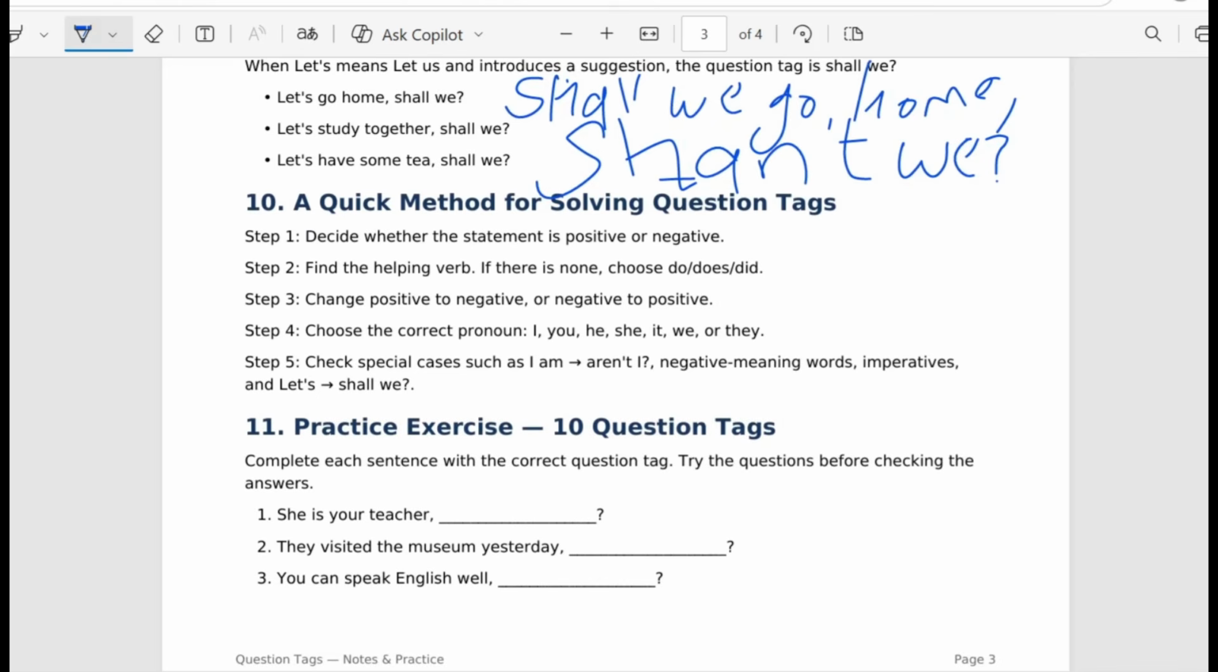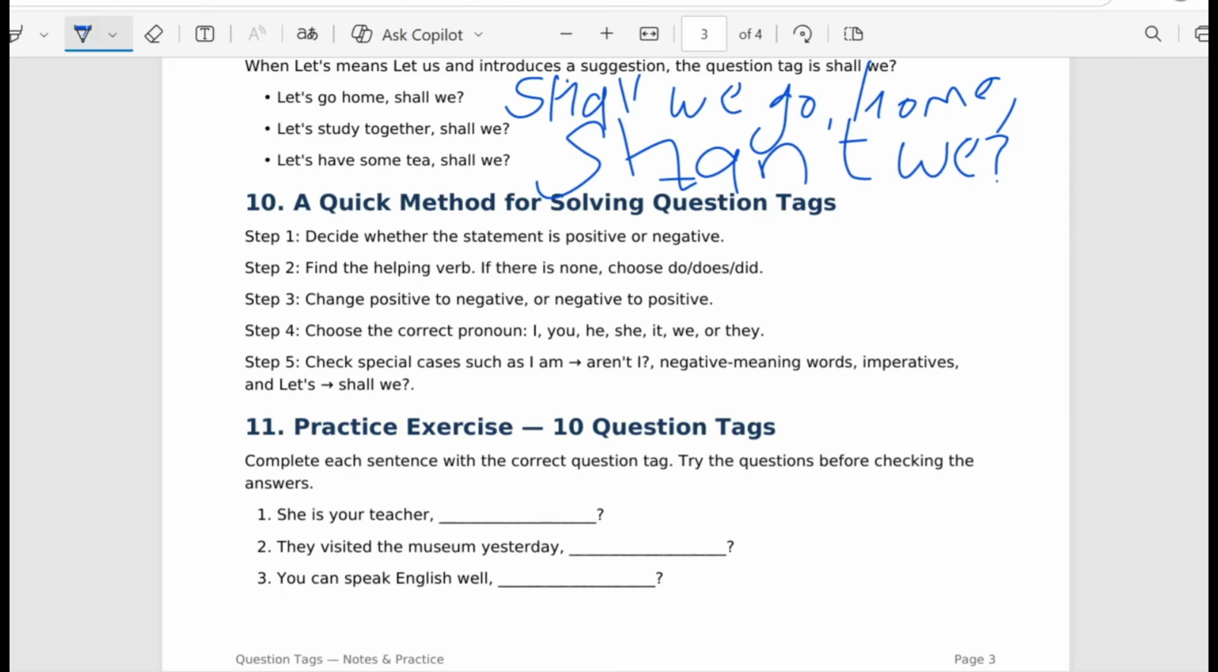We have a quick method for solving question tags. The first step, decide whether the statement is positive or negative. That one is the one that guides you. Find the helping verb. If there is none, choose do, does, or did. Change positive to negative or negative to positive. So that's the main basic rule. If the statement is positive, the tag should be negative. If the statement is negative, the tag should be positive. Then the rule number 4, choose the correct pronoun: I, you, he, she, it, we, or they.